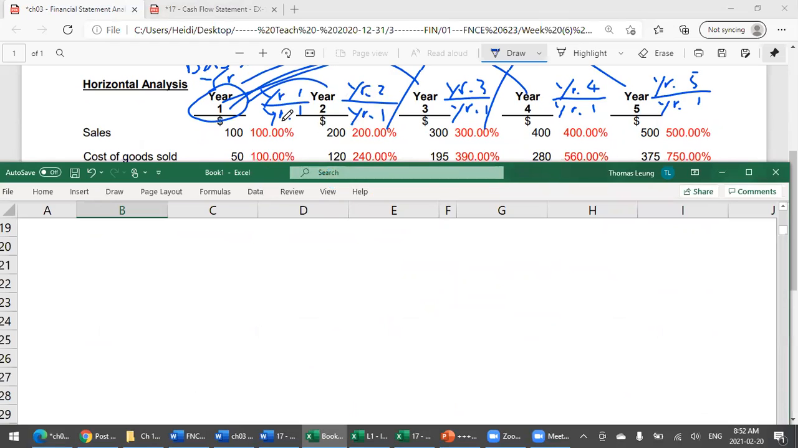We said this is the formula. So it means you need to decide the base year, which is the oldest one, and then you compare all other years to the base year, meaning you divide all other numbers by the year one number, right? Then you get these percentages.